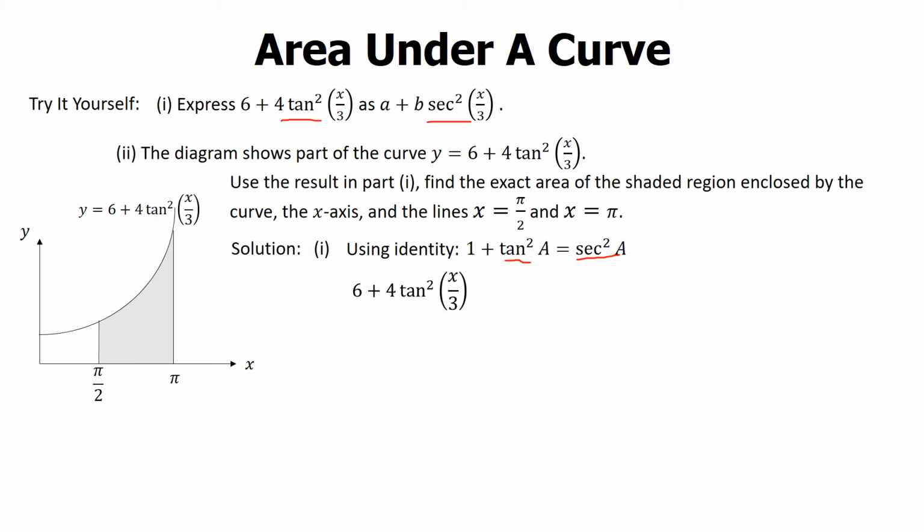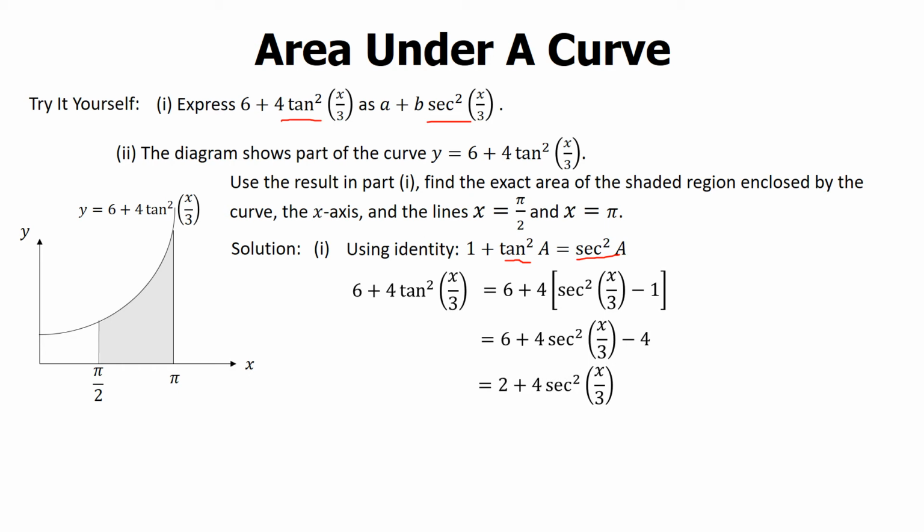So, from the given expression, 6 plus 4 tan squared x over 3 equals 6 plus 4 bracket sec squared x over 3 minus 1. Then we expand the bracket, we get 6 plus 4 sec squared x over 3 minus 4. Simplify, we get 2 plus 4 sec squared x over 3. So, we have expressed this expression into this form.